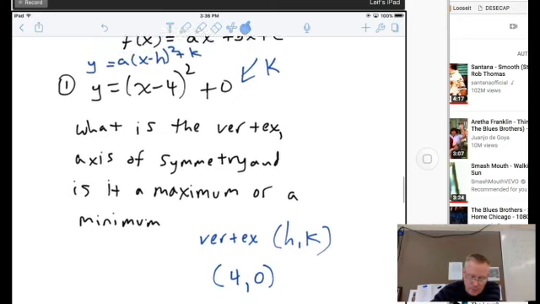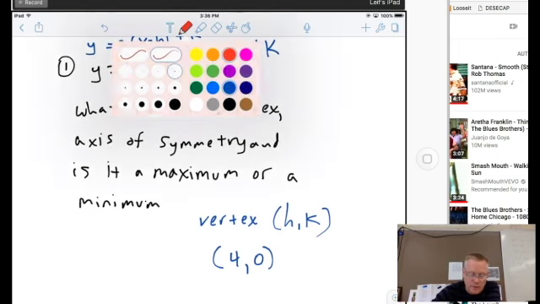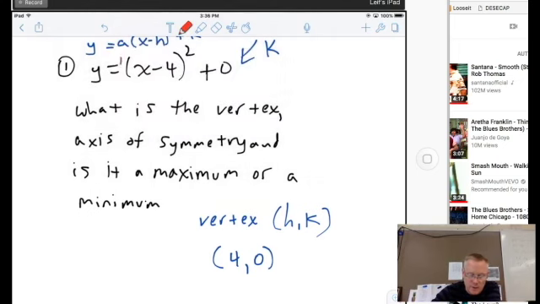Okay, now maximum and minimum has to do with whether it opens up or down. Does it open up or down? In this case, a, there's nothing in front of the parentheses, which is where you'd find the a. So there's always an implied 1 there. I can put it right there. So a is 1, which is positive, which means that it's going to open up.